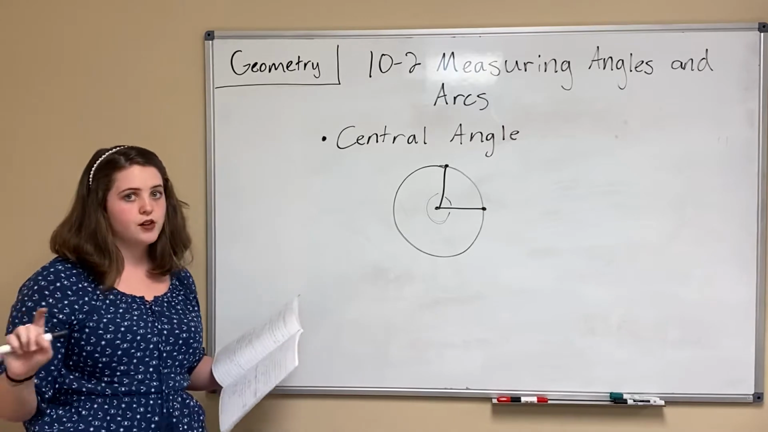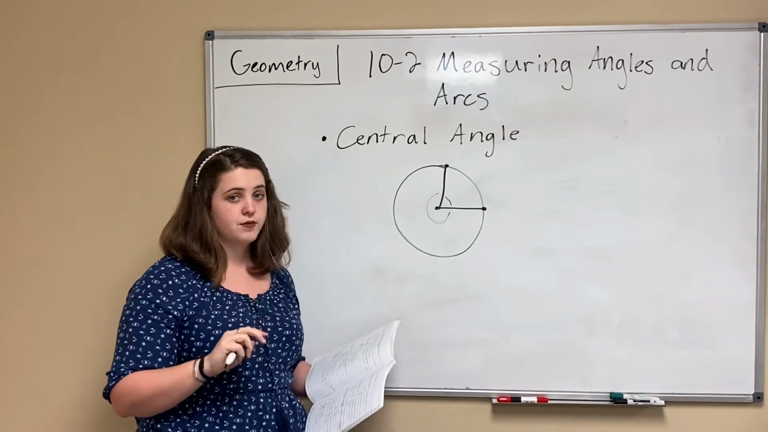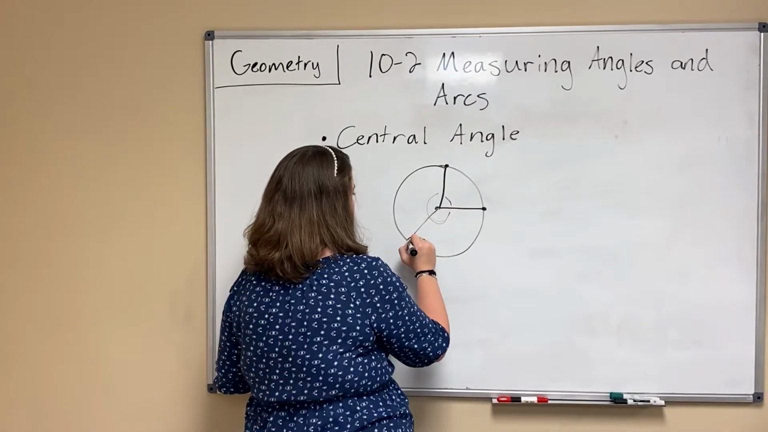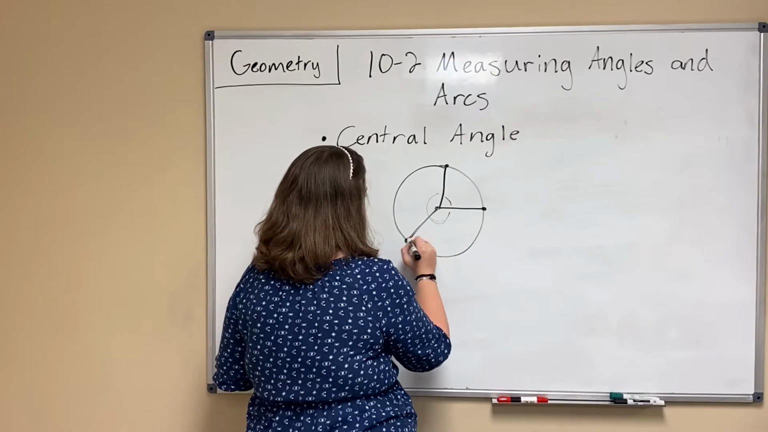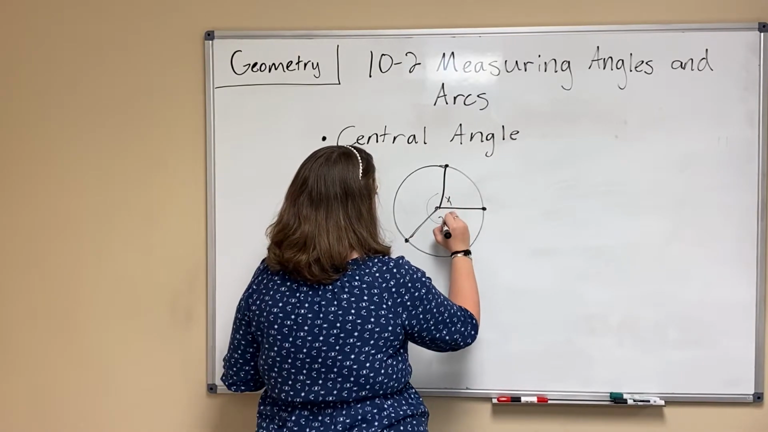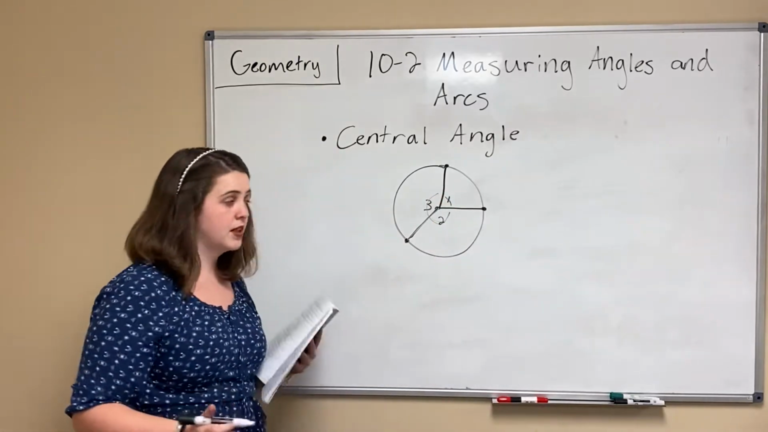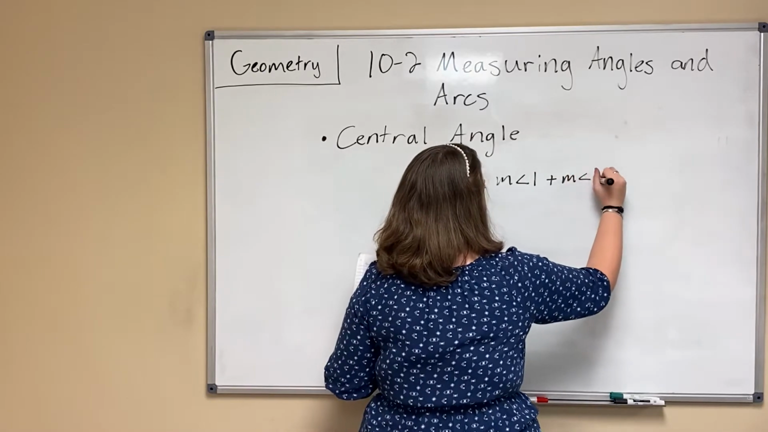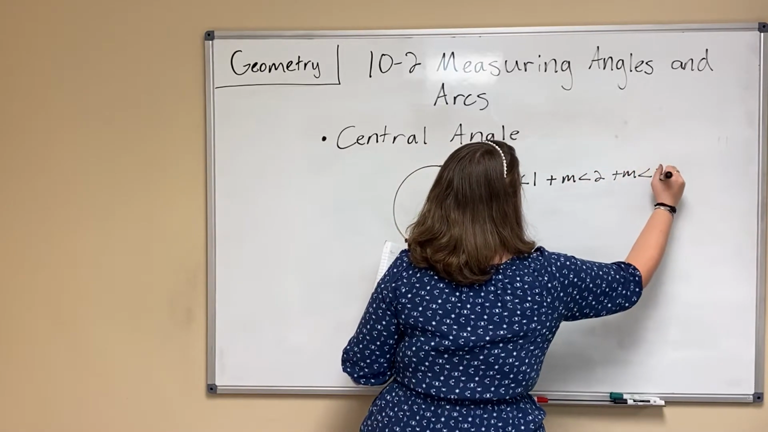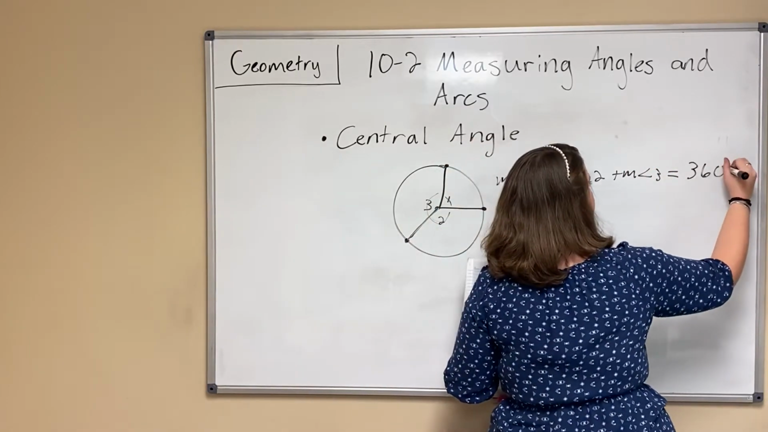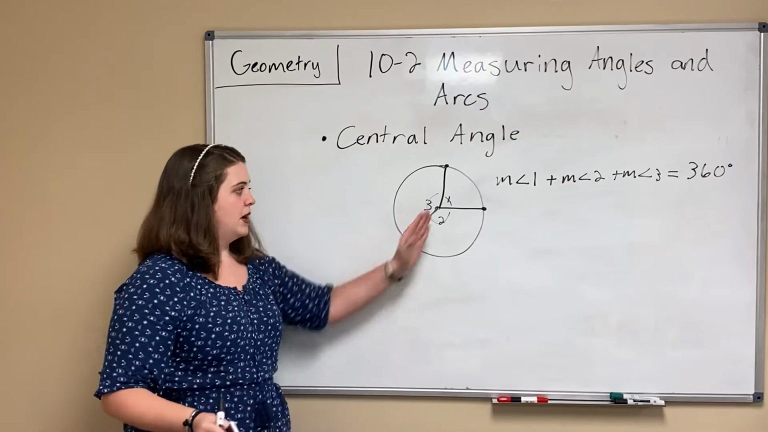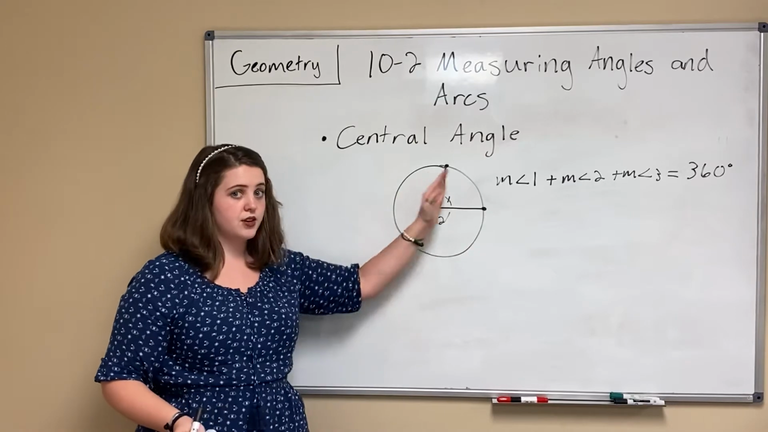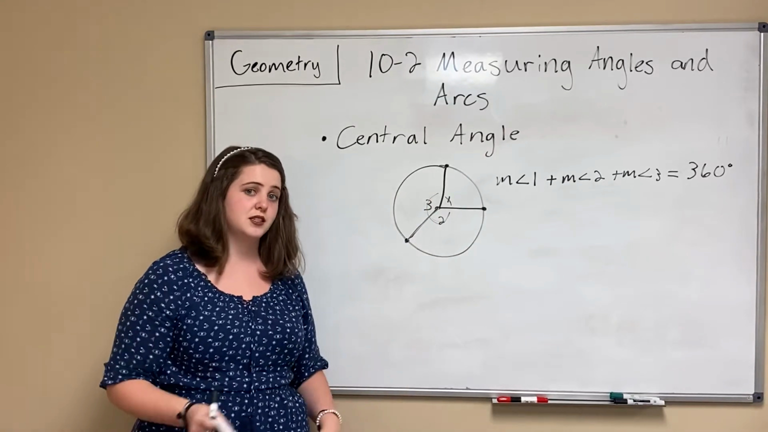The sum of all of the central angles in a circle is always 360 degrees. So if I drew multiple angles here, and we'll call this angle 1, angle 2, and angle 3. The measure of angle 1 plus the measure of angle 2 plus the measure of angle 3 equals 360 degrees. No matter how many it's divided up into, the sum of the central angles in a circle is always going to be 360 degrees.